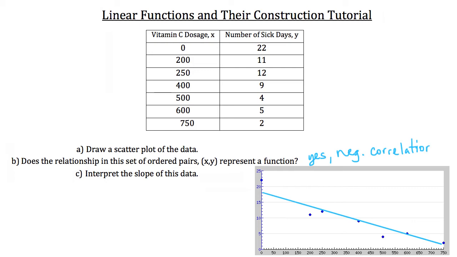So the last question is to interpret the slope of this data. Well, if we have a negative correlation, that means that when one value goes up, the other value goes down. So in this case, as we increase our x value, which is the dosage of vitamin C that these people are taking every day, we decrease our y value, which is the number of sick days they take every year. So I would say that the correlation here says that the more vitamin C you take, the less often you get sick. And that's the slope of the data, what it actually represents in this particular linear function.